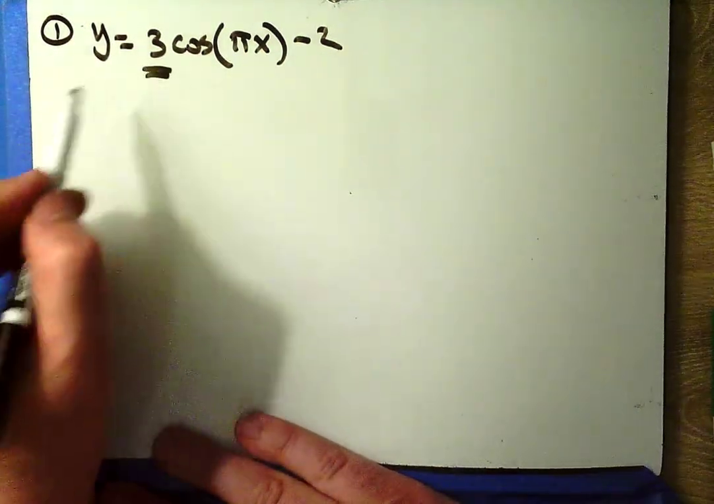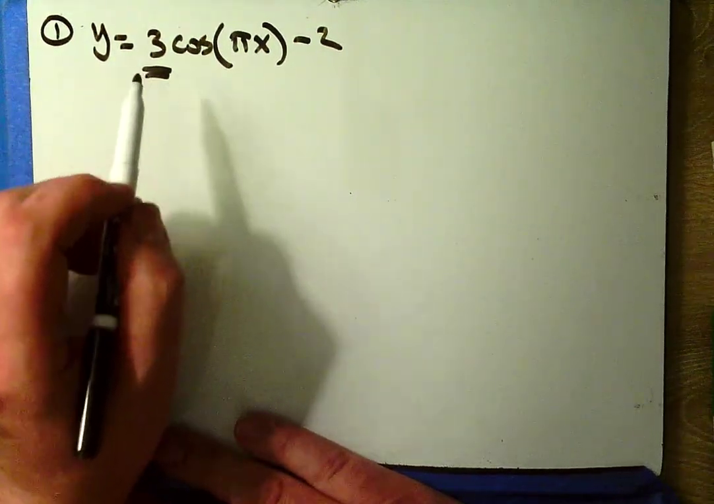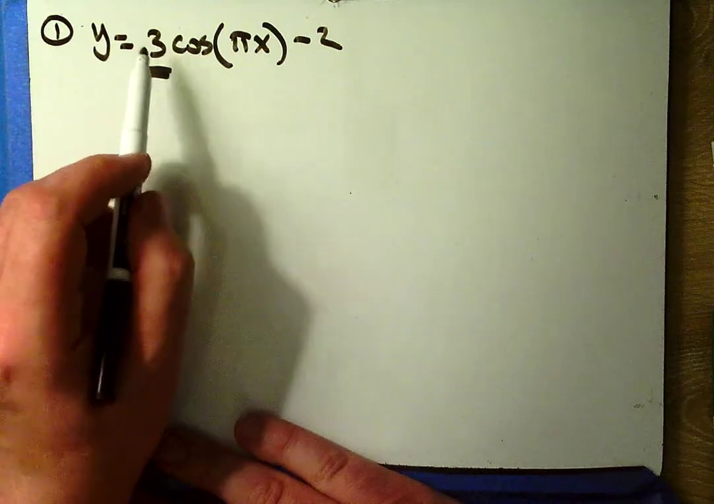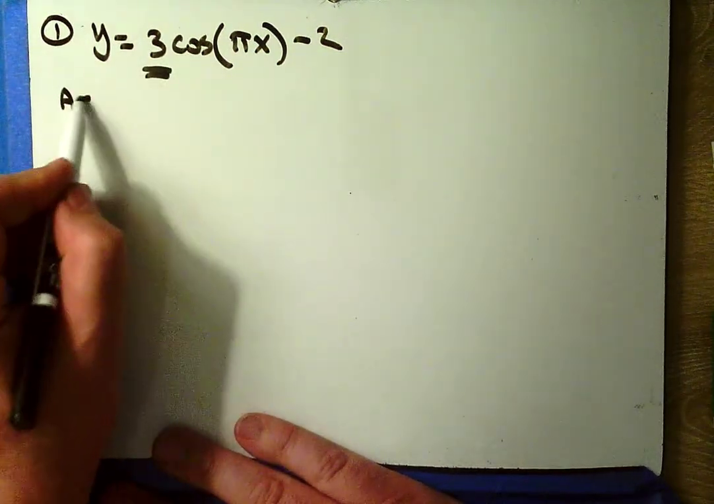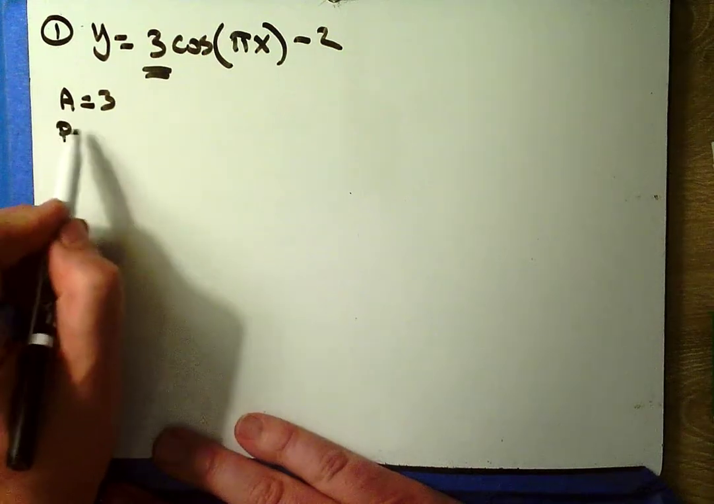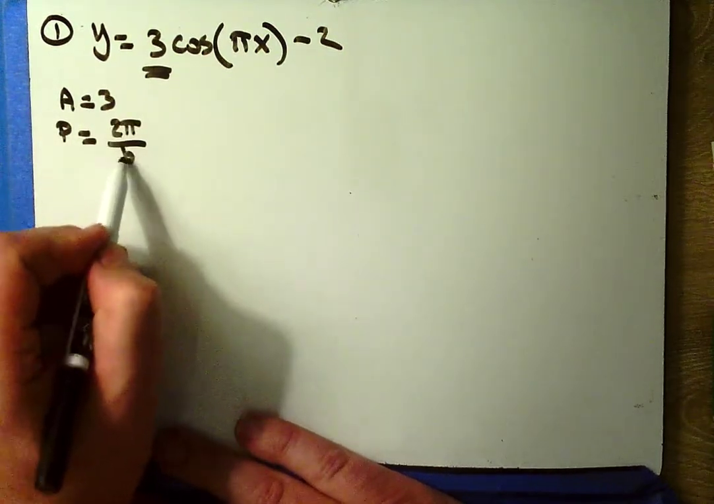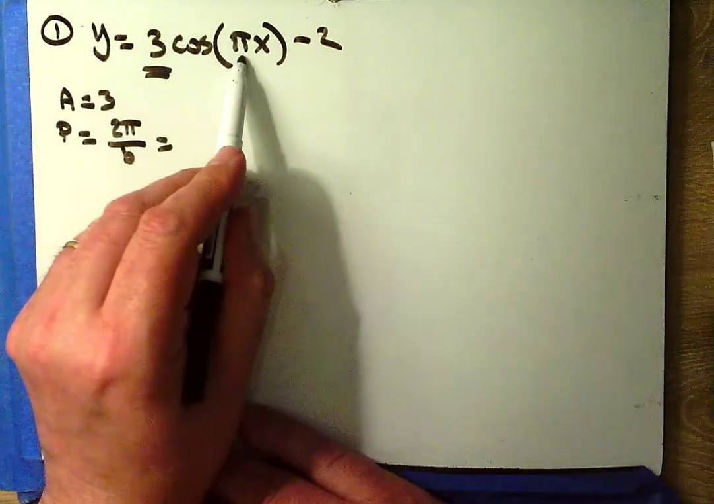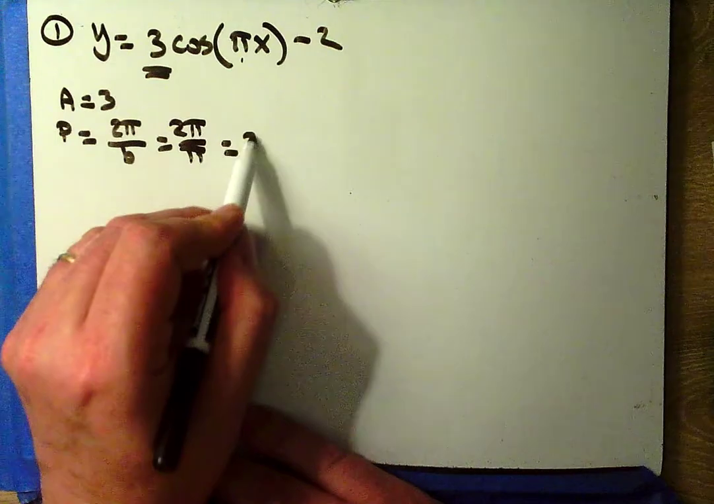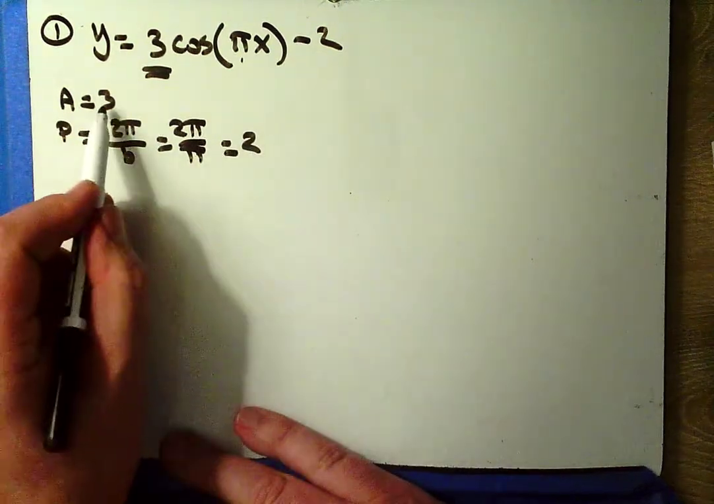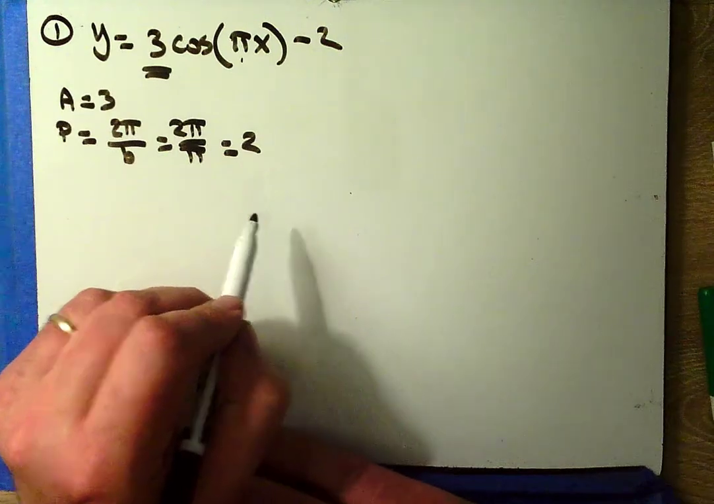Well, that number is the amplitude. Remember, amplitude is always positive, so if there were a negative here, the amplitude is still 3. And remember, for period, we do 2 pi over our b value. Our b value here is pi, so 2 pi over pi gives me 2. Period is 2, and the amplitude is 3. Okay, and we're supposed to graph one period of this.